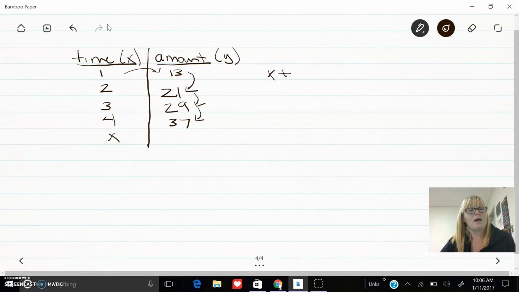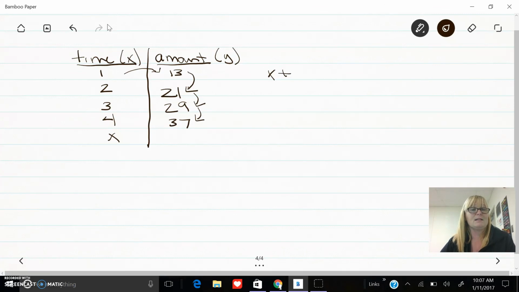Let's go with 7. 1 times 7 is 7. And then to get from 7 to 13, so that's 7, 8, 9, 10, 11, 12, 13. So that'd be plus 6. To get to 13. So 2 times 7 is 14, plus 6 is 20. That's not going to work. So let's go 1 higher.